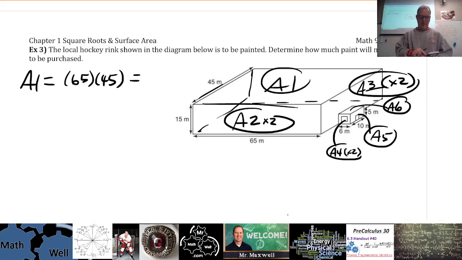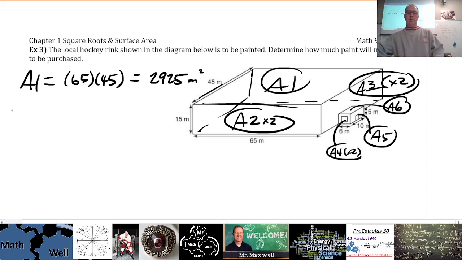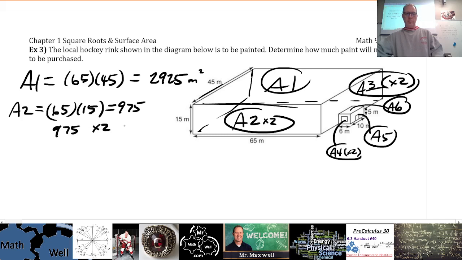So 65 times 45, you said, was 2925. I like it. 2925, and that's going to be square meters. That's a lot. It's a big building, a hockey rink, right? Okay, so area 2. What's area 2? That's going to be 65 times 15, and we're going to go times 2 for the front and back. Actually, let's do it one at a time. Area 2 is 975, and then we go times 2. 1950, you said. That's right.